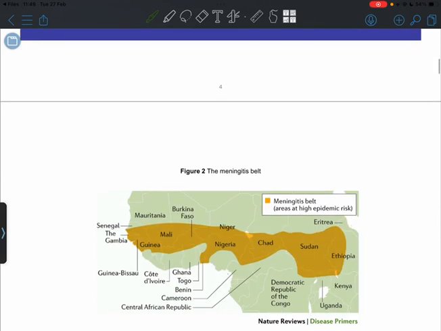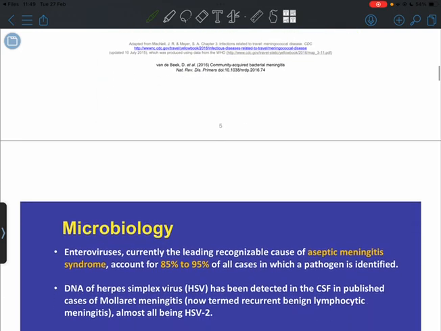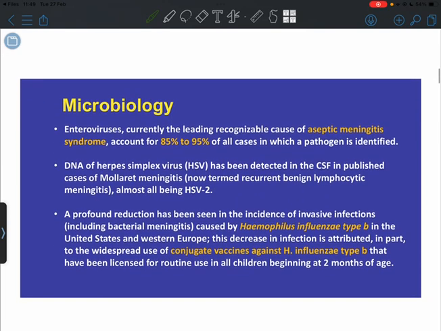So this is the meningitis belt, for you to appreciate the value of epidemiological data in Africa, highlighting the countries in which you see more bacterial meningitis. Do we need such studies and things like this here in our country? Of course we do, and hopefully that's in the making.